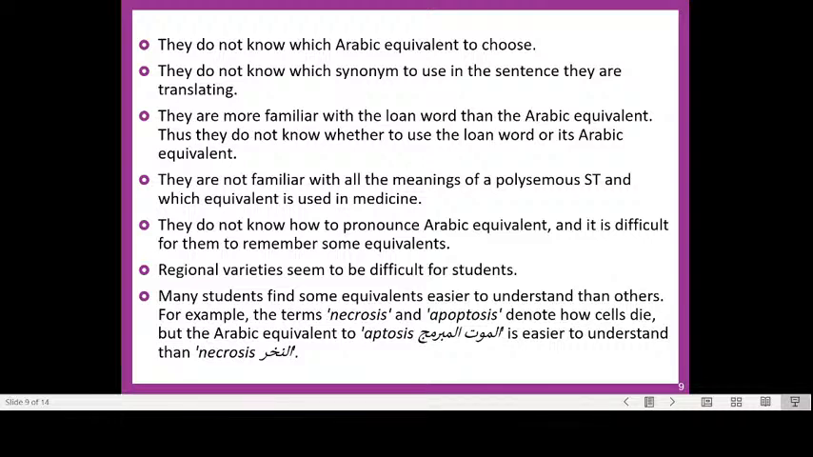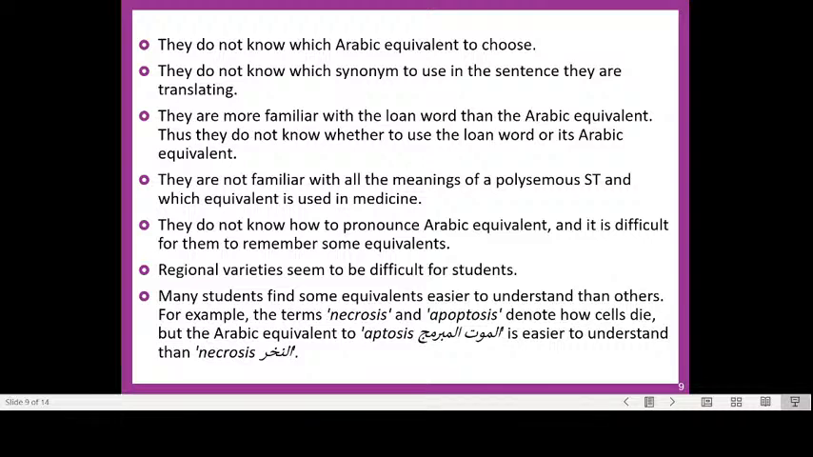The students reported that they are not familiar with all the meanings of a polysemous source term and which equivalent is used in medicine. They didn't know how to pronounce Arabic equivalents, and they found it difficult to remember some equivalents.